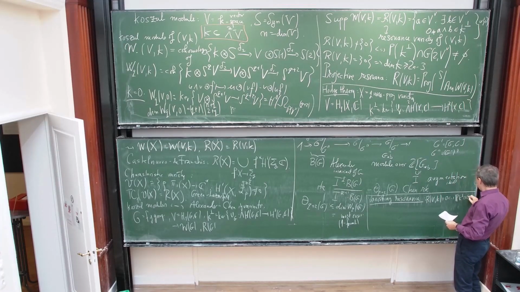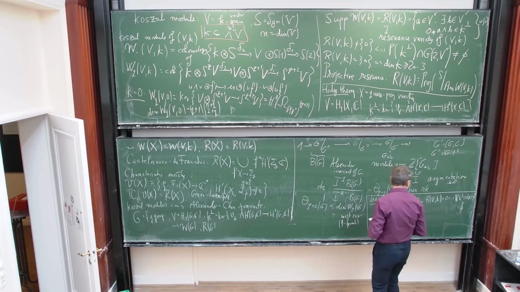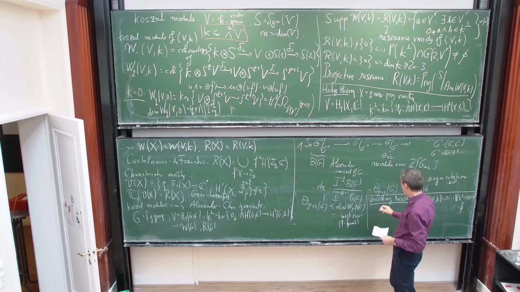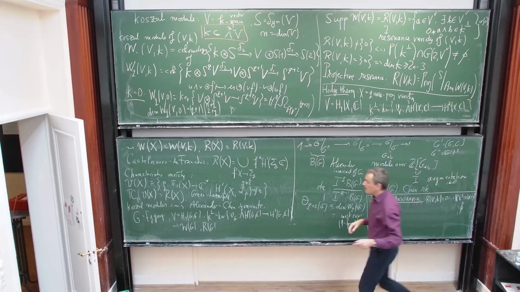Vanishing resonance means that the projectivization of K intersect is disjoint from the Grassmannian. We work under this condition, and then we have the following results.